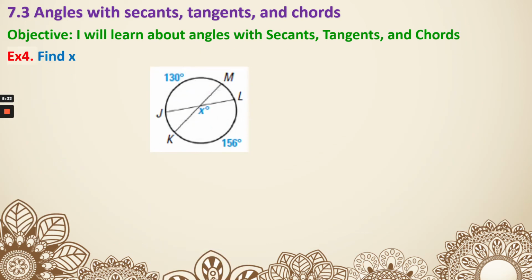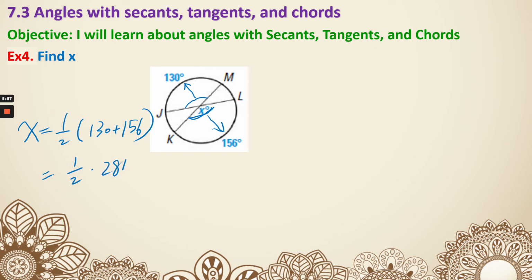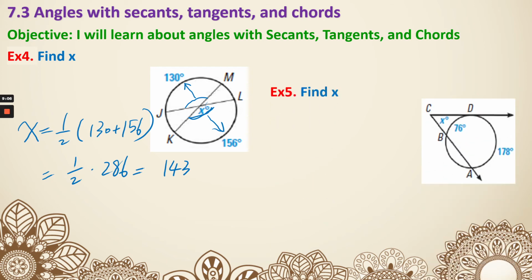Now let's have a look at how we use the theorems. So number 4, x is right here and the vertical angle is on the other side. You see the vertical angle is actually facing the 130, x itself is facing the 156. So x is going to be 1/2 of 130 plus 156, which is going to be 1/2 times 286, that is going to be 143. And since the degree symbol is already there, I can just leave the number. X is 143.